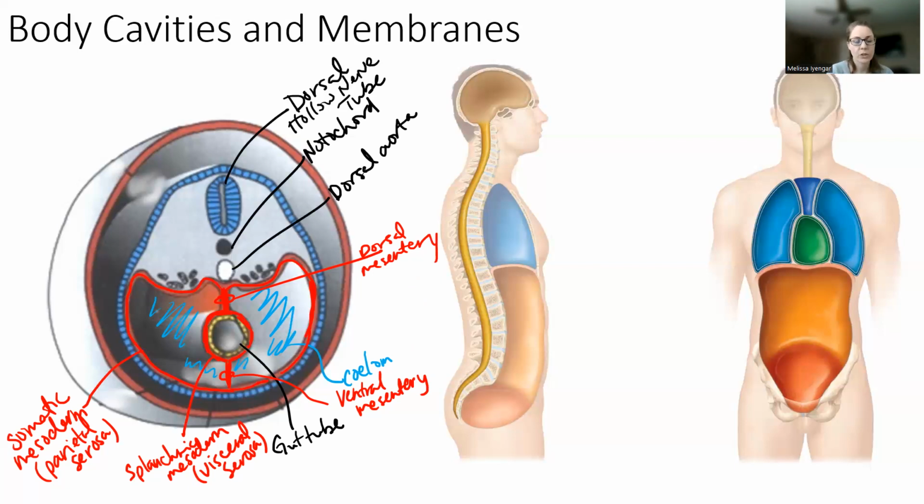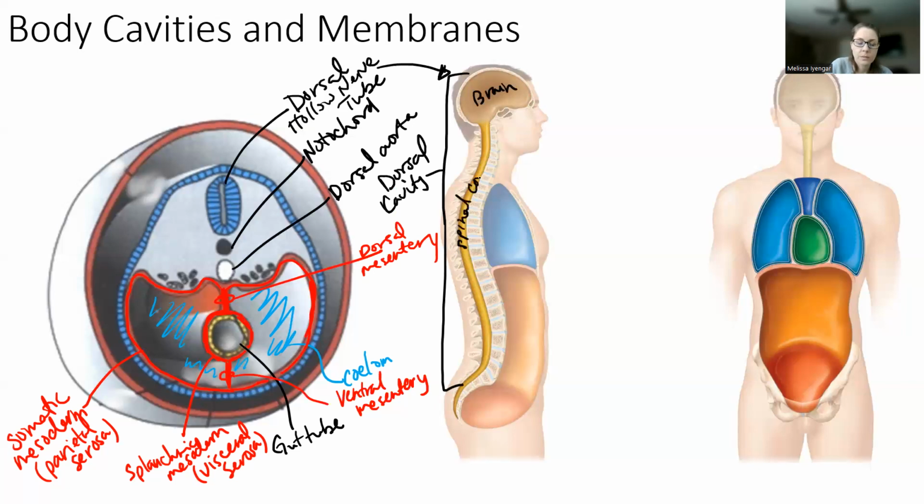So we want to go back through and understand how our embryo becomes our adult structures. We want to recall that our dorsal hollow nerve tube is basically going to create this dorsal cavity here. So the dorsal body cavity, remember, includes the brain and the spinal cord. That makes sense, right? Because dorsal hollow nerve tube makes up the central nervous system, and that includes the brain and the spinal cord. Here we have meninges surrounding everything.